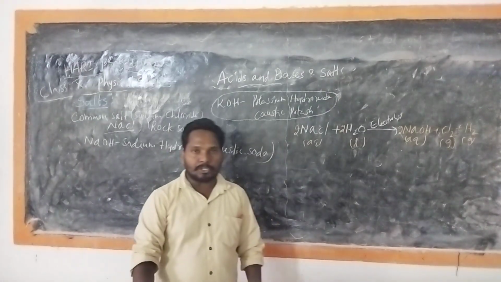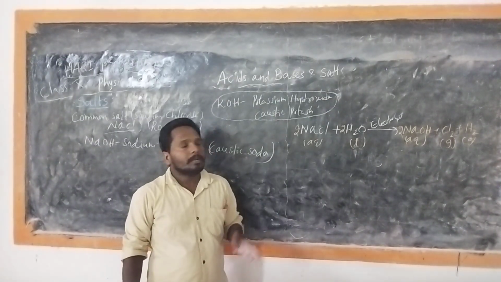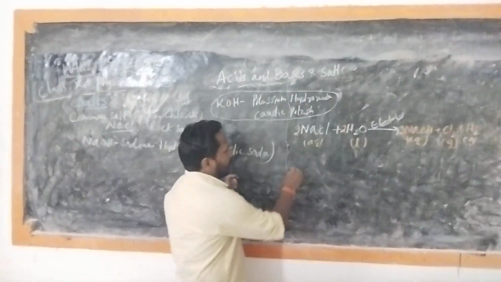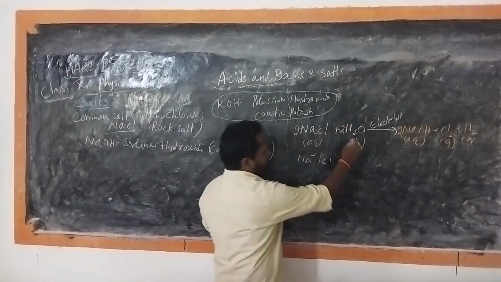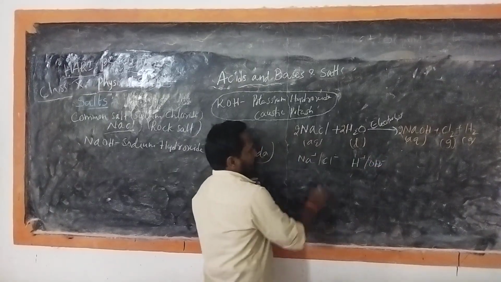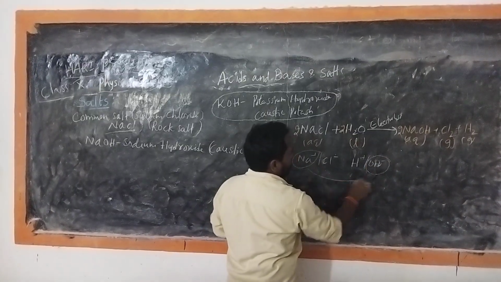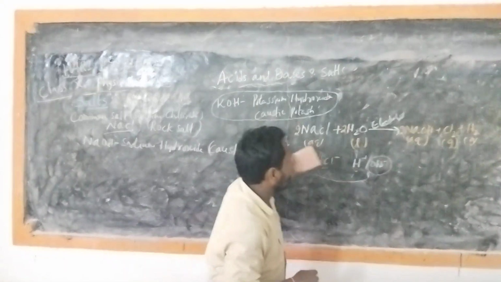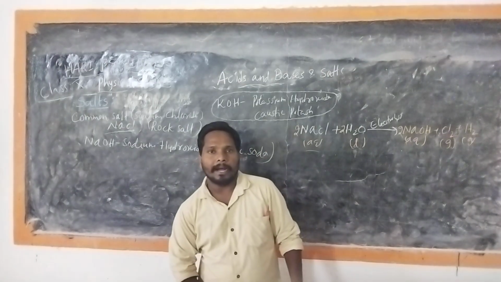So during electrolysis of brine solution we get sodium hydroxide. Na+ and Cl- ions are formed, and the water gives H+ and OH- ions. The Na+ combines with OH- to form sodium hydroxide near the electrodes. So via electrolysis of common salt we get sodium hydroxide.